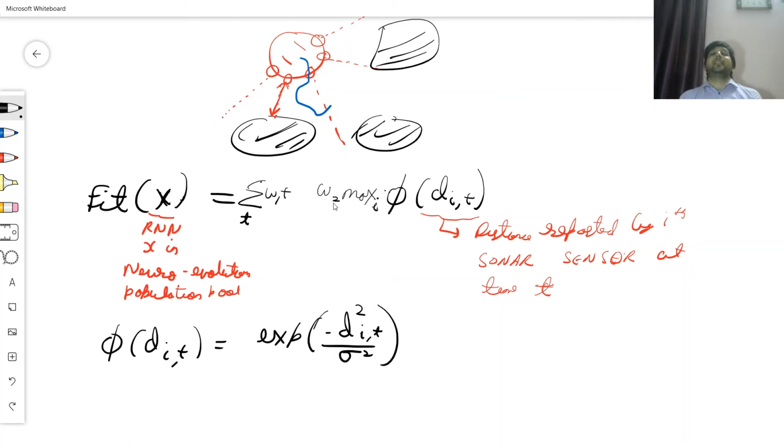Okay, so far so good. So velocity at time t. So far so good. Now what I really need to work upon is this.